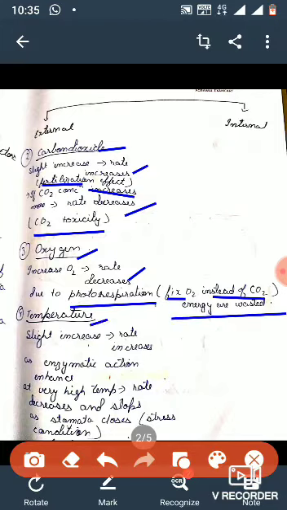Fourth point is temperature. A slight increase in the temperature will increase the rate of photosynthesis because the enzymatic action will be enhanced, but at a very high temperature the rate of photosynthesis will decrease. Why? Because a very high temperature creates a stress condition in which the stomata will be closed. In the stress condition, one hormone known as abscisic acid will be released, which will close the stomata, and when the stomata are closed, no exchange of gases can take place, and the rate of photosynthesis will first drop down and ultimately it will stop.